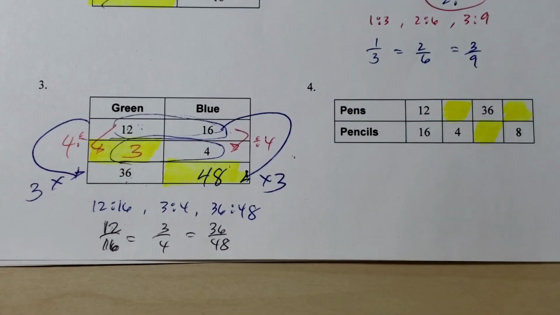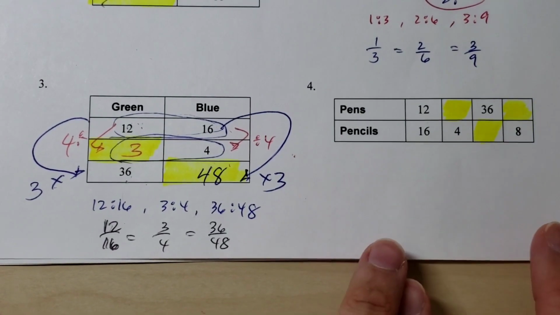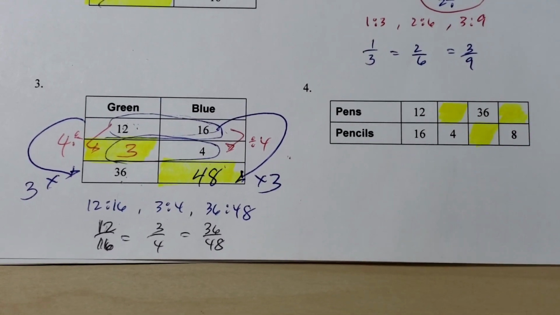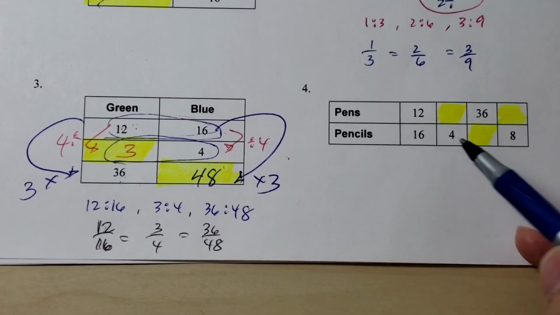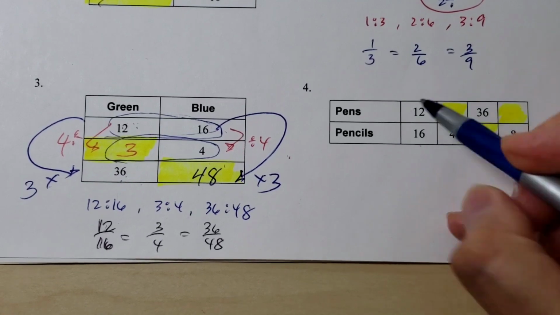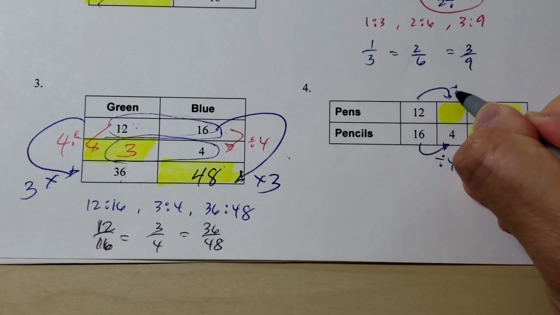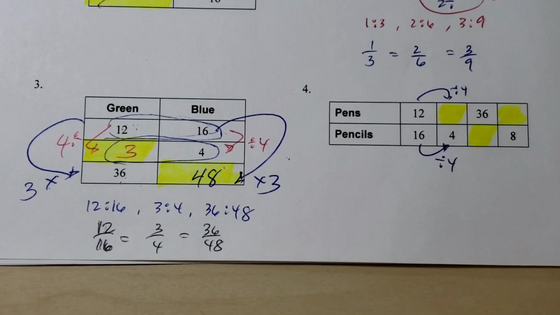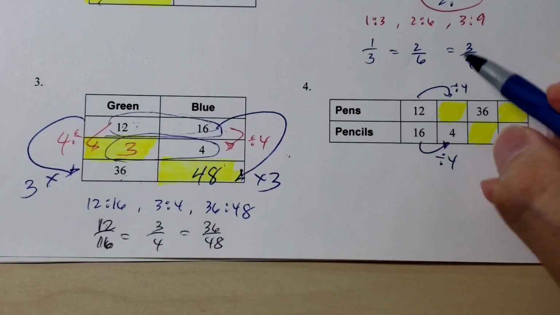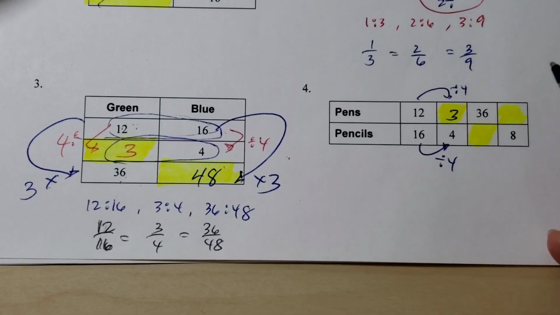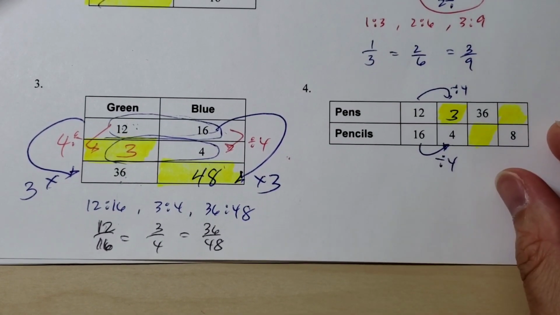Number 4. So pens and pencils. Now, you can try this out. You can pause the video. Then once you're done, you can play it again. So from 16, it becomes a 4. Yes, you're absolutely right. We're dividing by 4. So let's divide this by 4. Oh, it's almost similar. Okay, so this is going to be 3. Let me see. 3 to 36. Yep, it's almost similar. So I'll just stop here and you complete this.